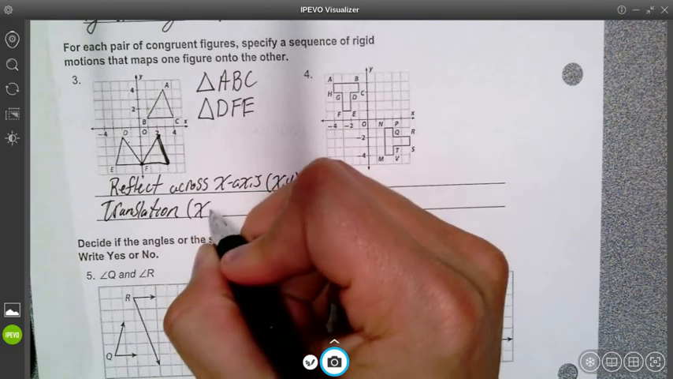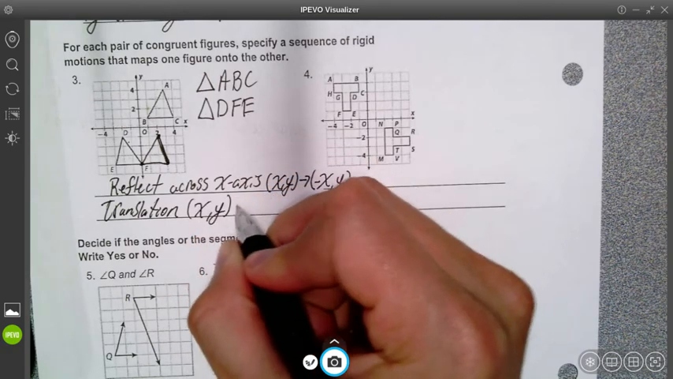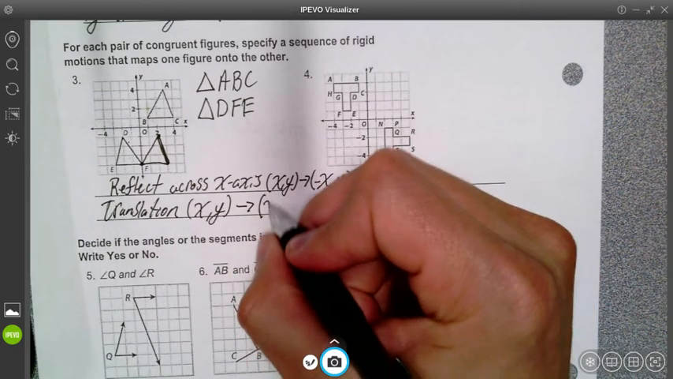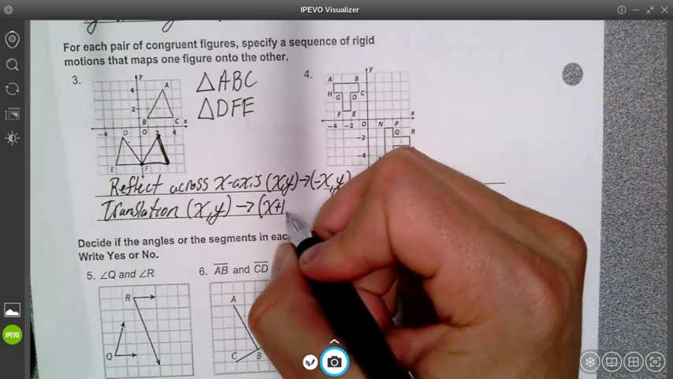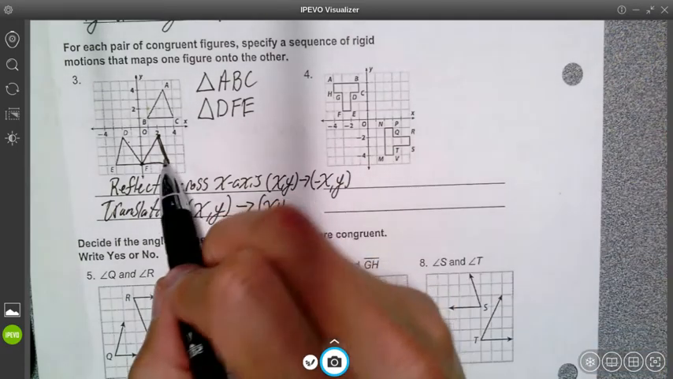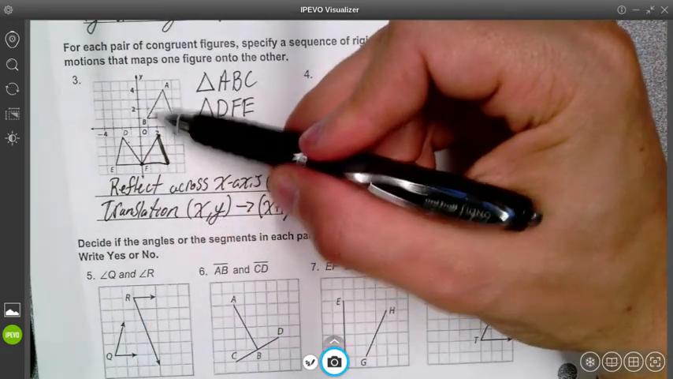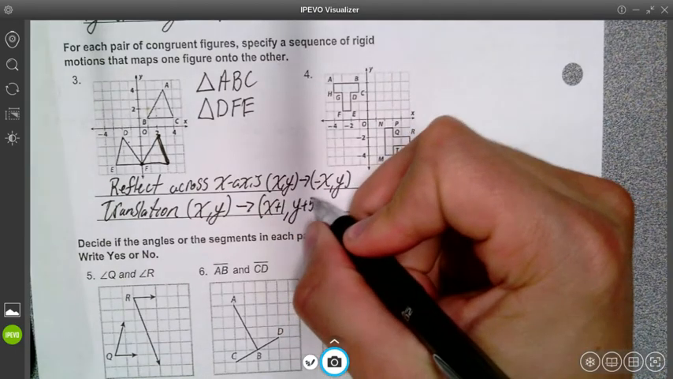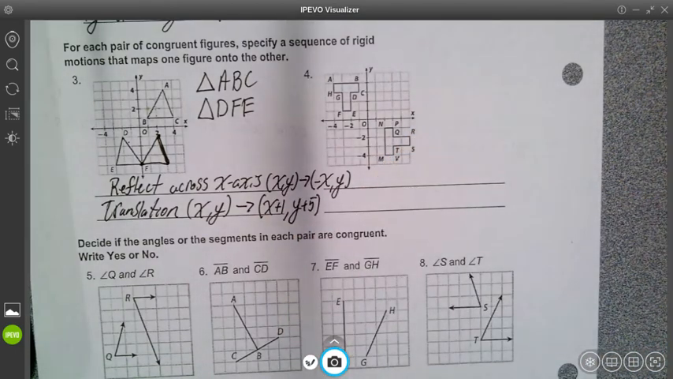My coordinate pair x comma y would become, well, it looks like I need to move 1 to the right, so it would be x plus 1. And it looks like I need to move, well, 1, 2, 3, 4, 5 up. So this would be y plus 5. And that's how I would do this transformation here.